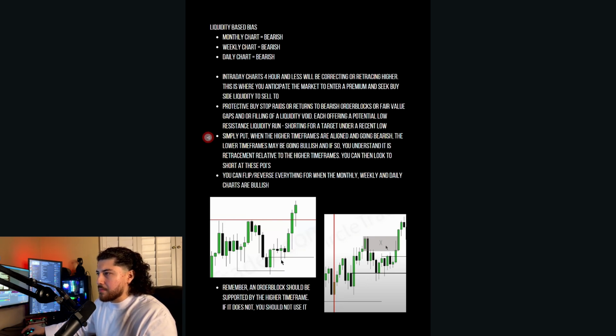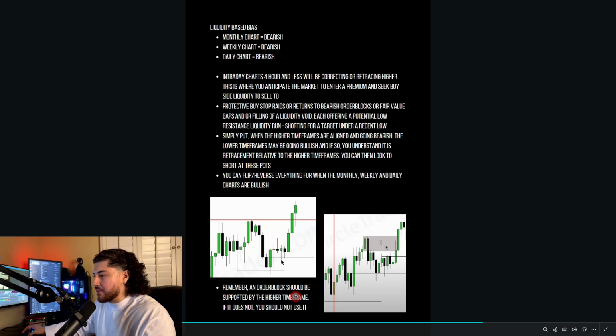So I kind of already summed this one up, but basically, if you understand that the higher time frames are bearish and the lower time frames are going bullish, you understand that it is simply a retracement trade. And from here, you want to identify shorting opportunities from the specific POIs. Remember, an order block should be supported by the higher time frame. If it does not, you should not use it.